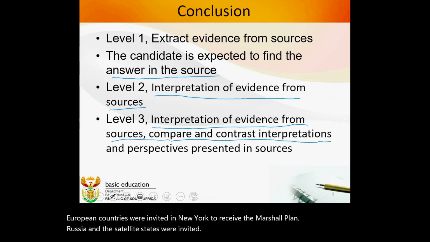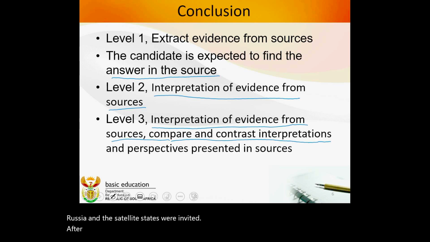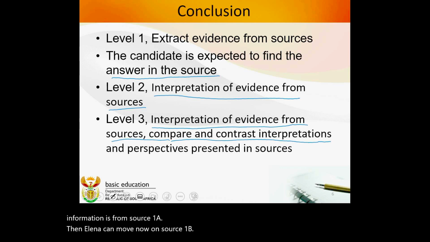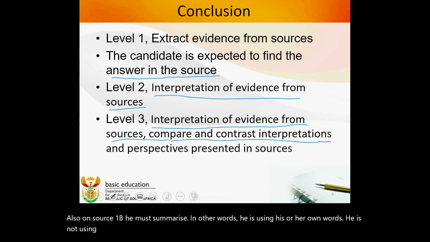Now, after summarizing what source 1A is all about, he must acknowledge that all this information is from source 1A. Then a learner can move now to source 1B. Also on source 1B, he must summarize. In other words, he is using his or her own words. He is not using the wording that is there in the sources. That's what it means, interpretation of evidence from sources.